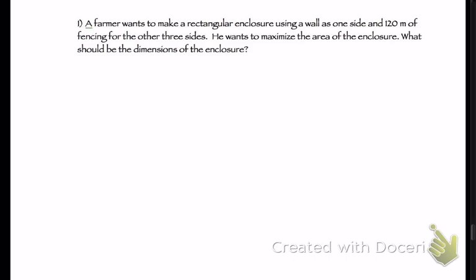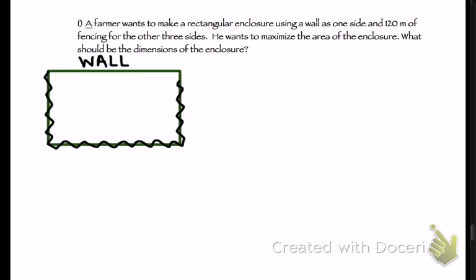Alright, so it says a farmer wants to make a rectangular enclosure. He wants to maximize the area of the enclosure. What should the dimensions of the enclosure be? The advice that I could definitely give you would be to make sure you, like we did before, draw a picture. So it looks like I got the wall on one side. I got 3 sides of fencing that I have to enclose. Obviously, I wouldn't want to put a fence where the wall is. That's just kind of a waste of money.